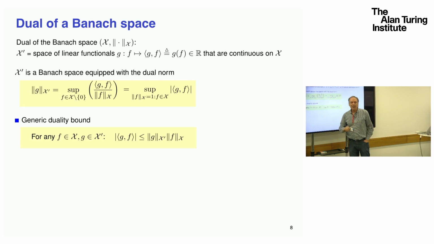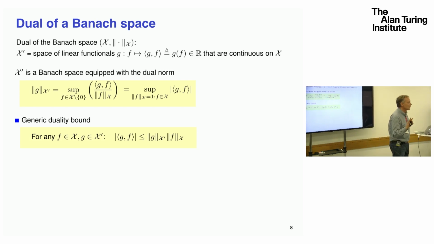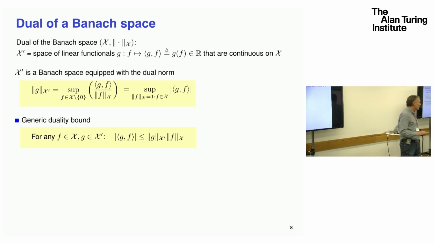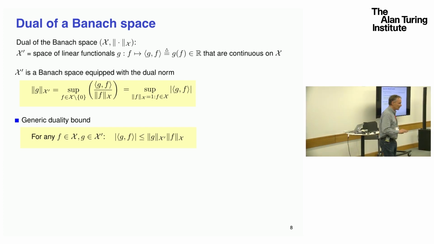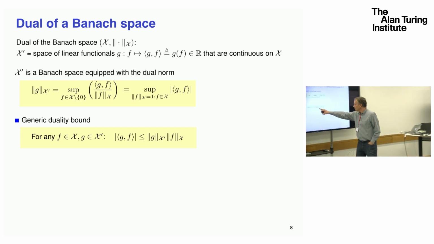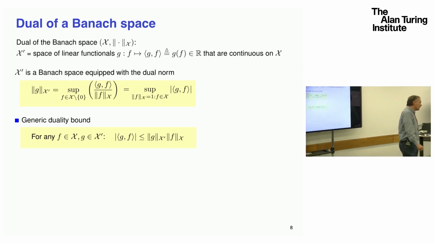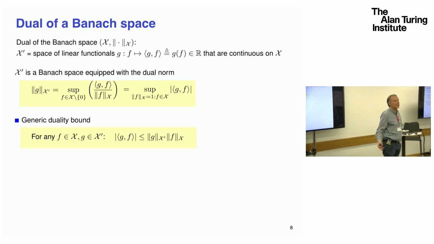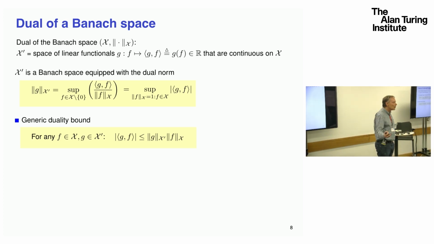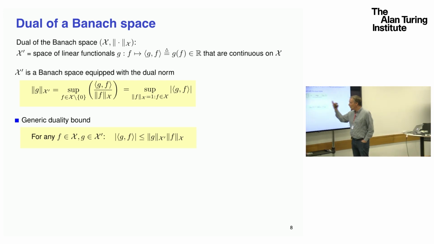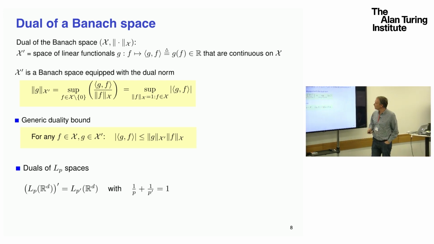Now, I talk to the engineers, okay? Because what is the most important inequality in engineering? Cauchy-Schwarz. Now, if you have a Banach space, you have for free the so-called duality inequality, and it's the super generalization of Cauchy-Schwarz. And this is true for any Banach space.